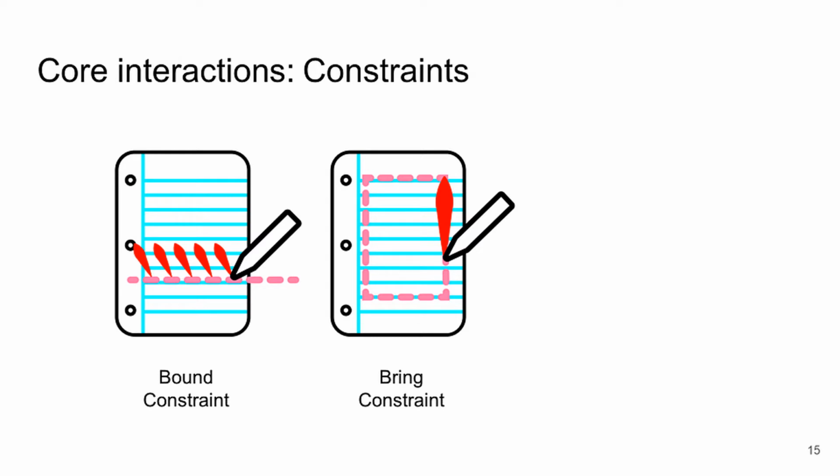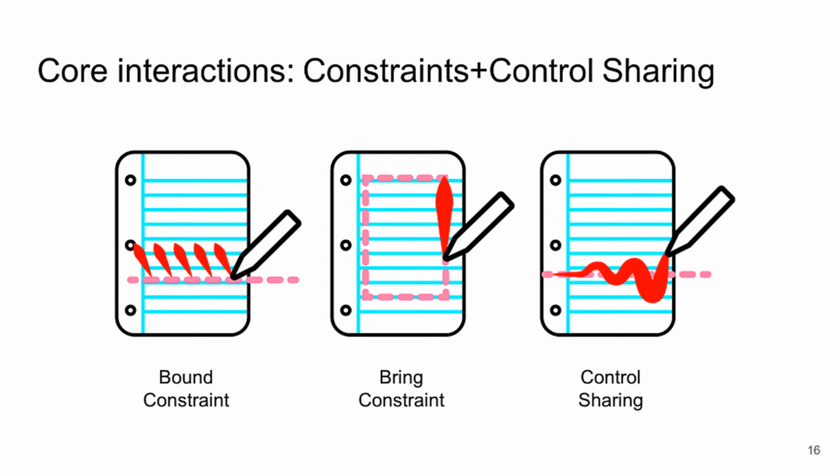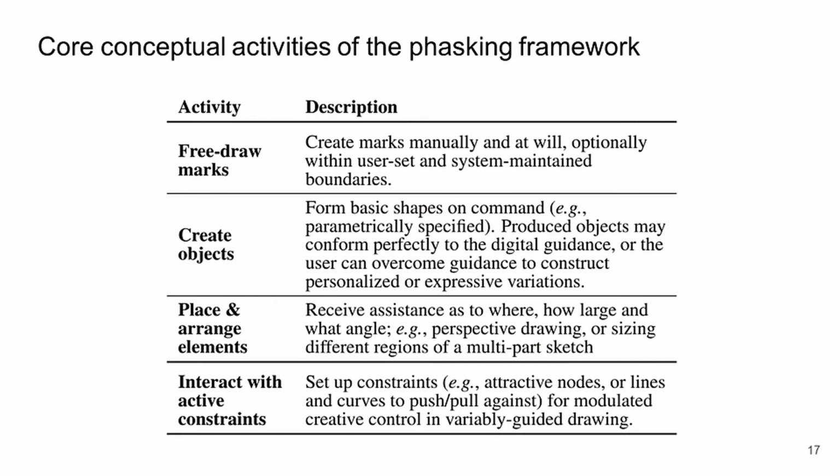The user can place a structure into the virtual environment to constrain their movement both passively and actively, and can interact with the constraints and the sketch itself. In control sharing, users can fluidly move between levels of assistance simply by bearing down on the pen tip. PHasking differs from adaptive force feedback, where the system chooses the degree of assistance based on user performance. PHasking gives this choice to the user. We articulate the foundational activities which our framework needed to support.